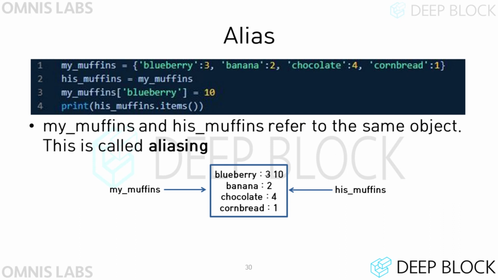Since a dictionary is a mutable data type like a list, when a dictionary variable is assigned to another variable, the two variables refer to the same address. For example, if you run the code in the slide, you can see that the value of hisMuffins connected to the blueberry key has changed, even though the variable hisMuffins has not been changed. This is because myMuffins has changed. In Python, assigning a mutable variable to another variable is called aliasing. And in this case, the two variables share the same value address.